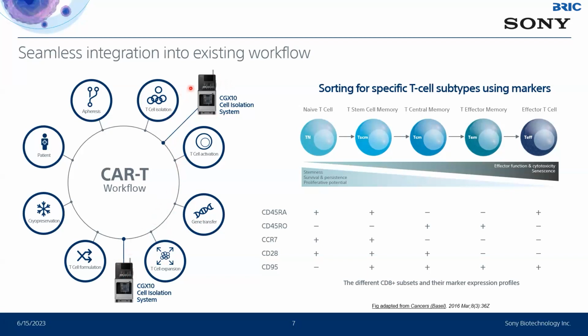An example of use of the CGX10 right after T-cell isolation would be to sort for specific T-cell subtypes using a combination of markers. So you can see on the right here, the differentiation process from naive T-cell to effector T-cells with the stem cell memory, central memory, effector memory. All those are defined by a combination of different markers. The CGX10 would allow you to select for a specific T-cell subtype, for example, T-stem cell memory, that is in general associated with a higher survival and persistence, and in recent studies in CAR-T, with a higher efficacy of the treatments.